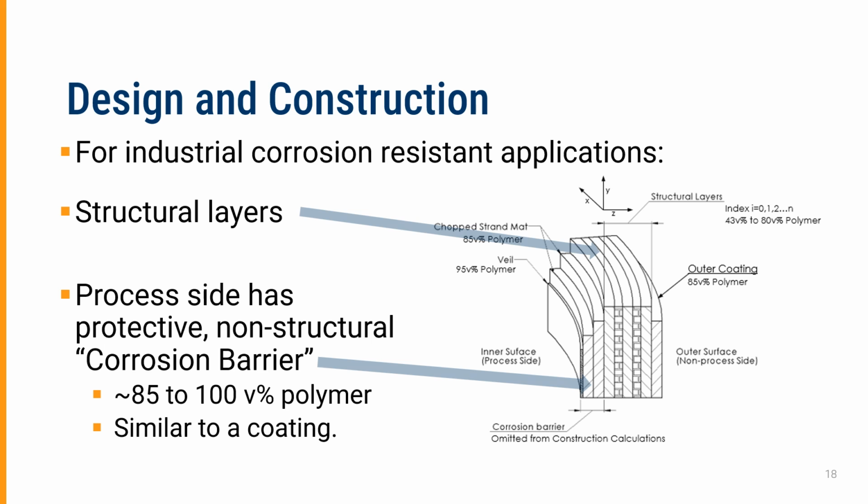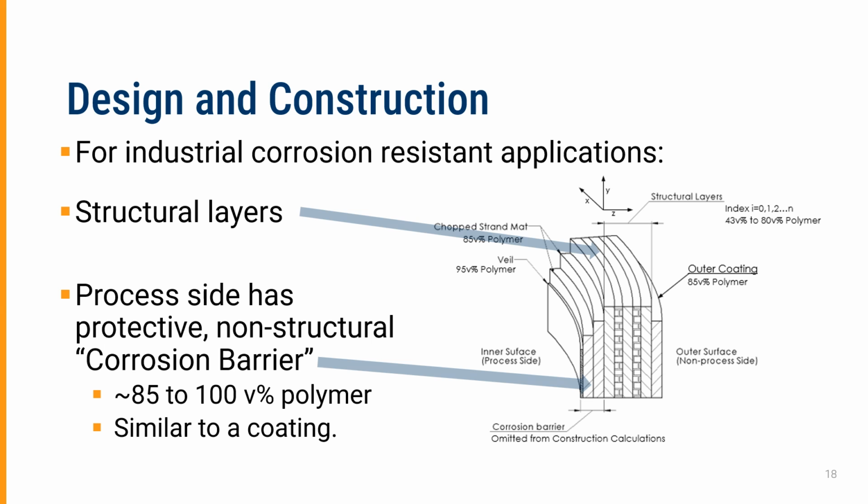For industrial corrosion-resistant applications, the industry and people around the world have basically come up with a fairly standardized construction where the structural layers, which carry most of the load, and in fact design practices normally only consider the effect of loads on structural layers, have an engineered combination of reinforcement, direction and orientation, and polymer addition, so that they have a specific set of mechanical properties, and what's called a corrosion barrier, which is essentially a coating. Now it's a fairly thick coating.